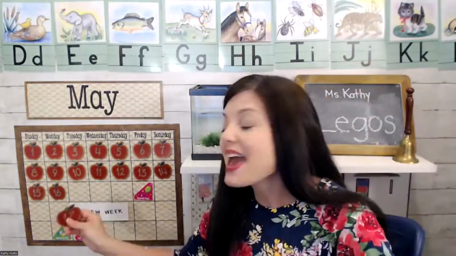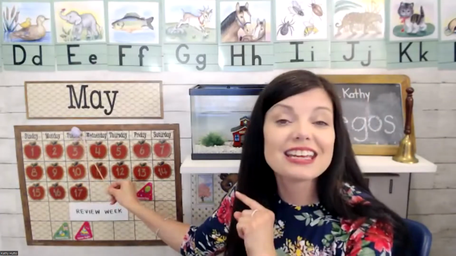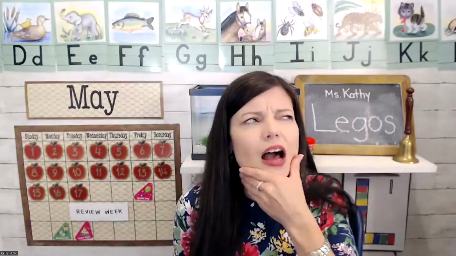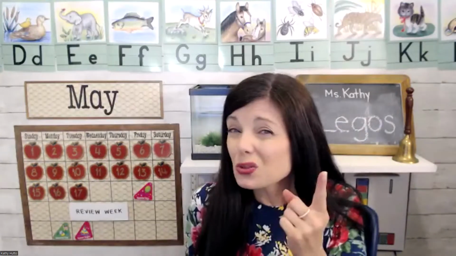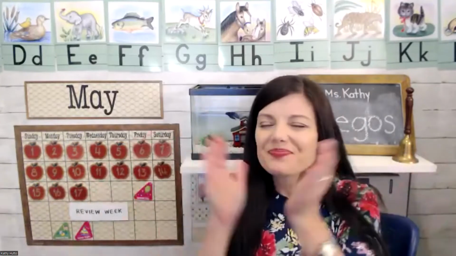Today is May 17th. Can you say that? May 17th. If you go up to the top, you'll see that the day of the week starts with a letter T. Letter T says T, T, T, like a ticking clock. So what day of the week starts with T? Tuesday.